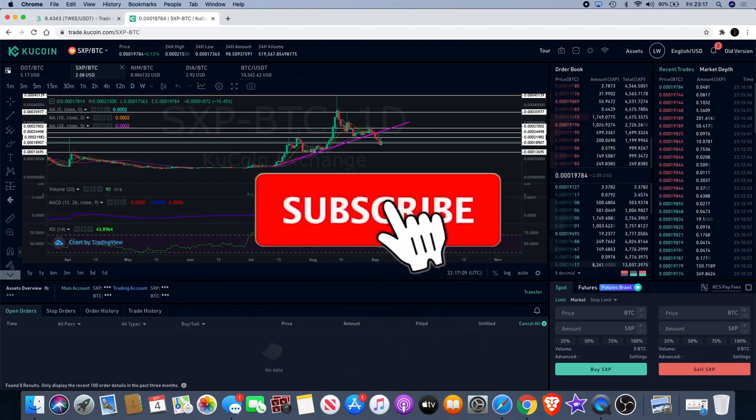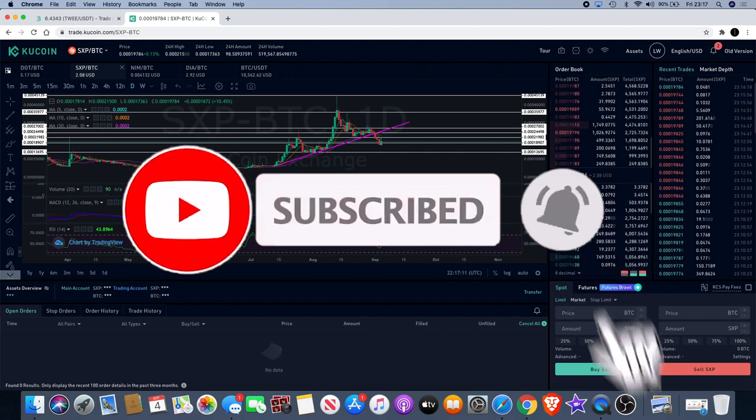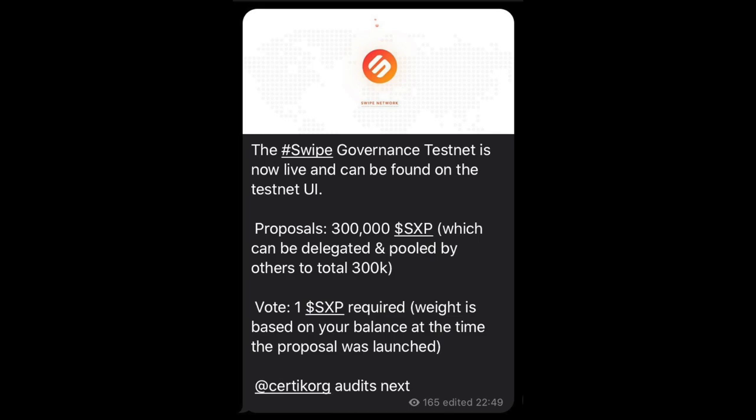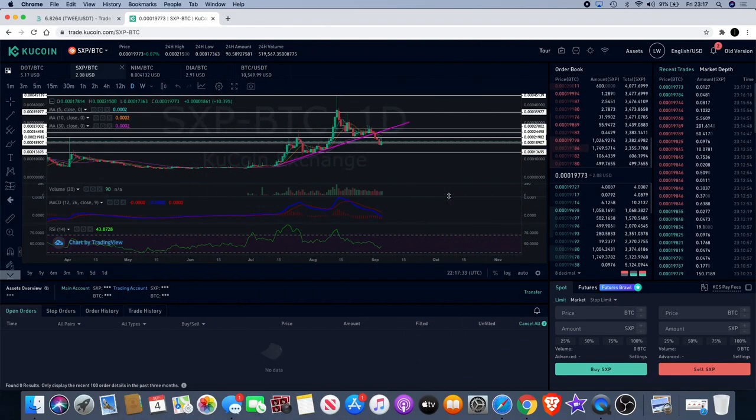But the main reason why you're probably going to want to invest at the moment, going into September, is the fact they just put an announcement out to say that the governance testnet is now live. People normally buy the testnet and sell the mainnet, so I guess a lot of people will probably be looking at that.